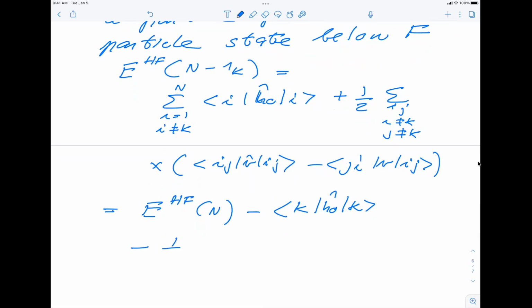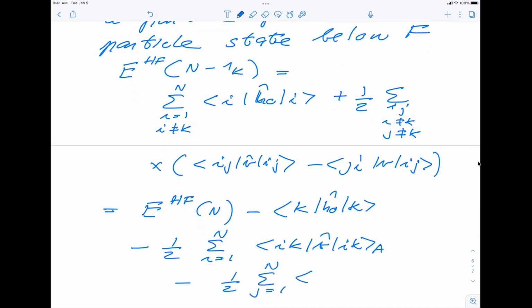be careful because we have a sum over both I and j. So we would have a sum over I equal 1 up to n. And now I have a matrix element, and I'm going back to the anti-symmetrized matrix elements of ik, anti-symmetrized. And then I have minus 1/2, and then I have a sum over j equal 1 up to n. And then I have kj of v of kj, anti-symmetrized.